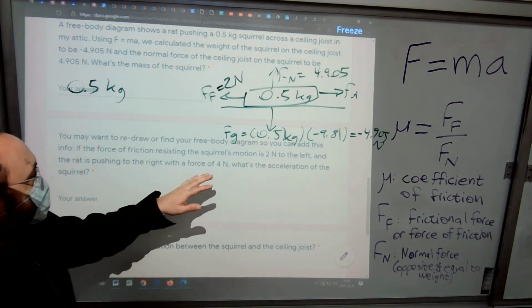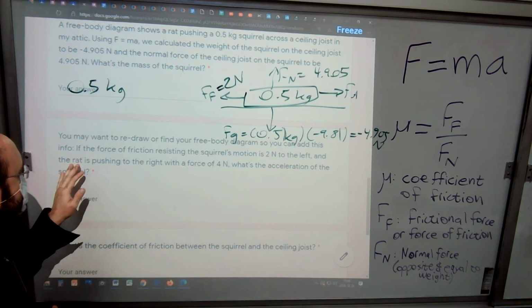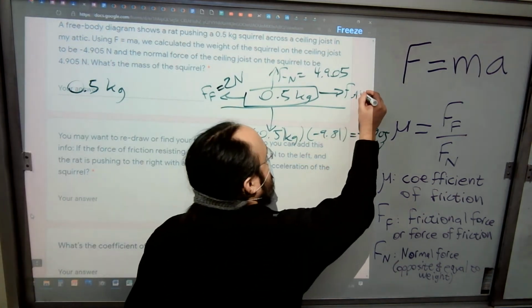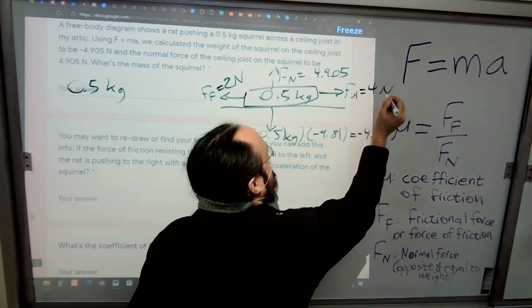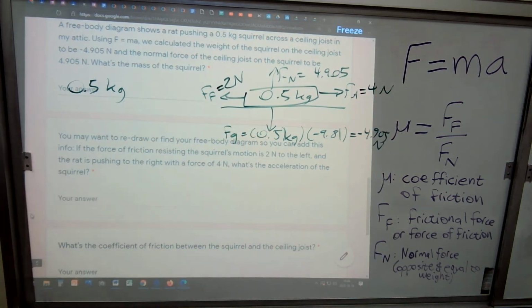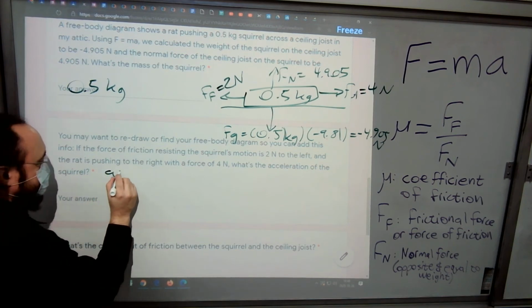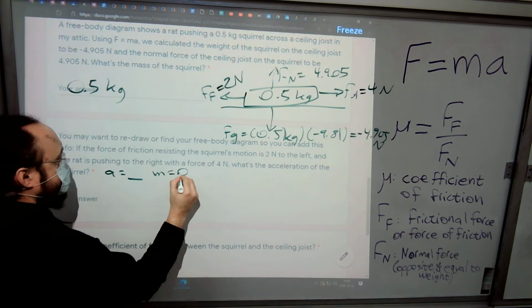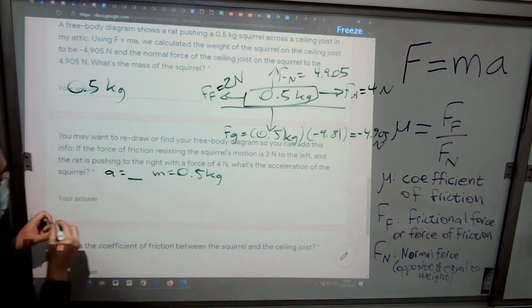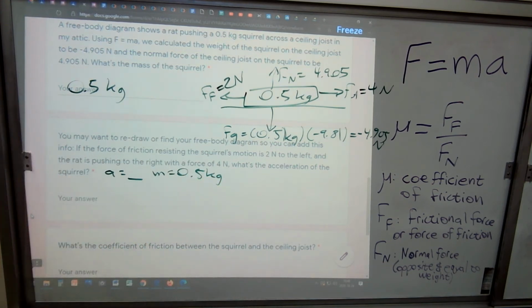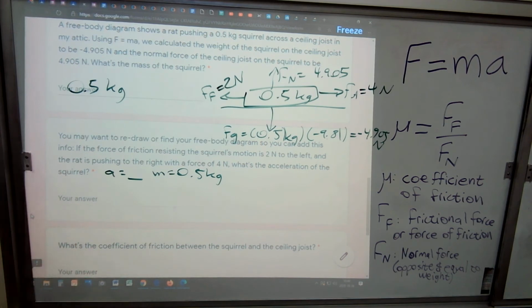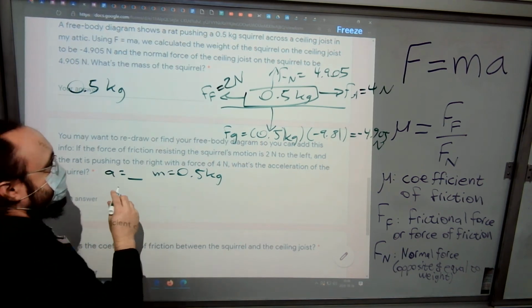Anyway, we got the 2 newtons to the left, and the rat is pushing to the right with the force of 4. So I can put that on my free body diagram, force of 4. What's the acceleration of the squirrel? We already know the mass of the squirrel, and we need to know the force. So it just gave us 2 forces: 2 newtons to the left and 4 newtons to the right. We need to figure out the net force and then use that to figure out the acceleration.